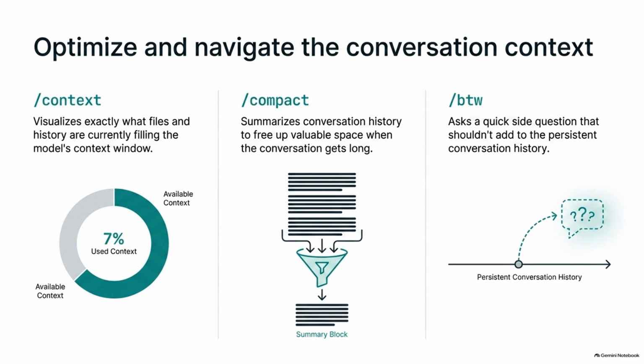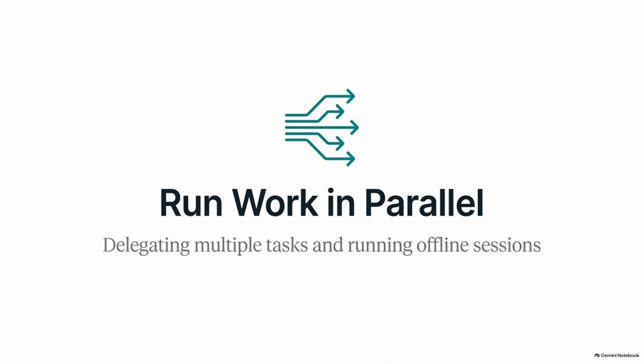It takes the conversation history, funnels it down, and replaces it with a summary block, freeing up space without losing the thread. And /btw is for those quick side questions, the ones you want answered without permanently adding them to the conversation history.